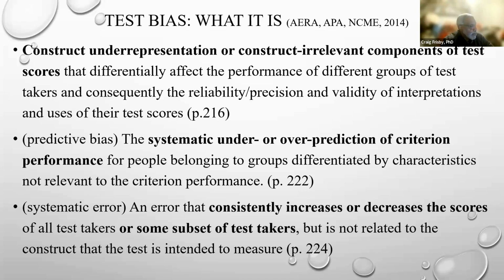And so when it comes to testing, anybody who is accusing a test of bias is saying whenever anybody from group A takes the test, they're getting an underestimate of their true score. But if anybody from group B takes the test, they're getting an accurate measure of their score. That's what we mean whenever we say that there's systematic error in a test.